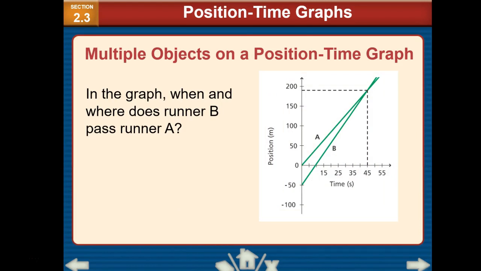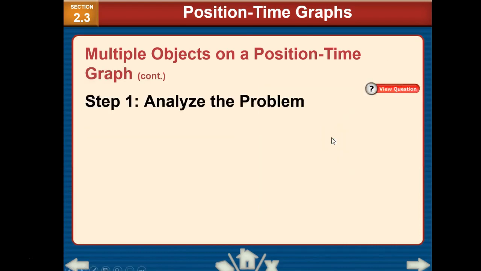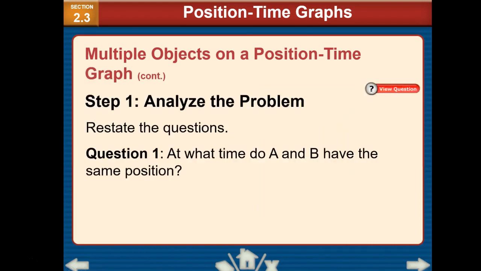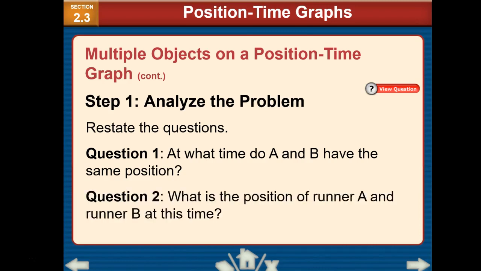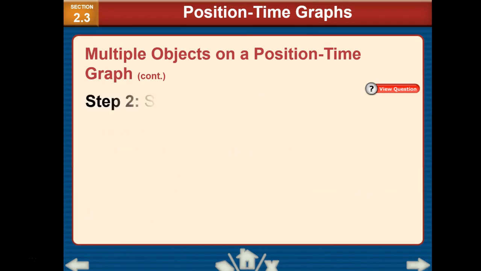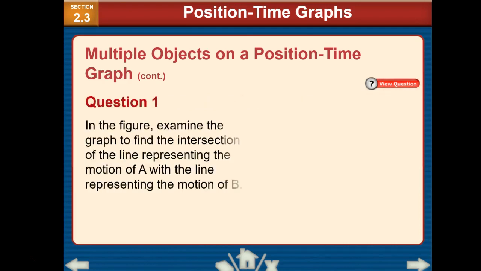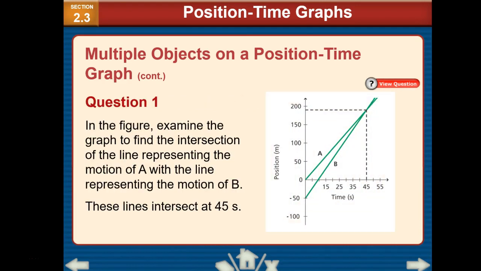In this graph, when does runner A pass runner B? Or sorry, when does runner B pass runner A? Well, if you look, B is the lower graph, A is the upper graph. So what time do B and A have the same position? At that point, that's when they cross. And what's the position of runner A and B at this time? If we look at this, they cross at 45 seconds. So at 45 seconds, B overtakes A.